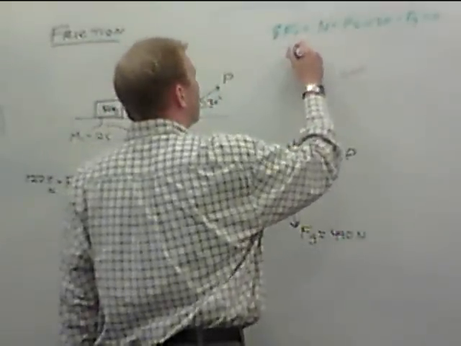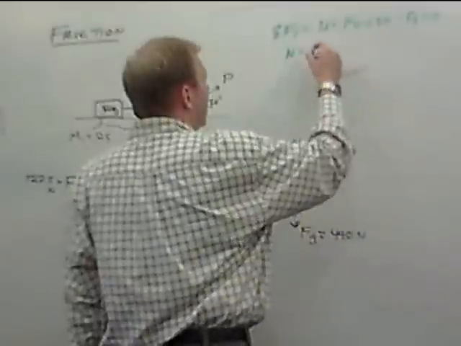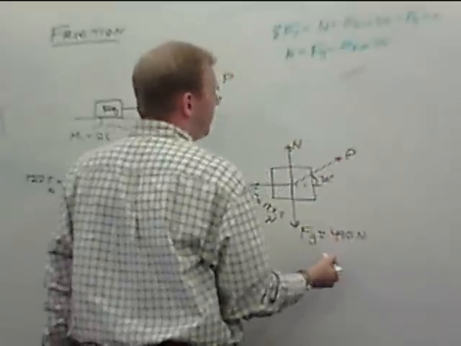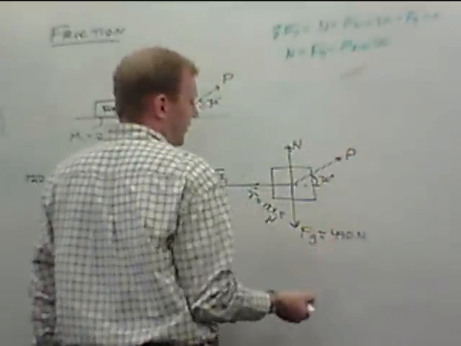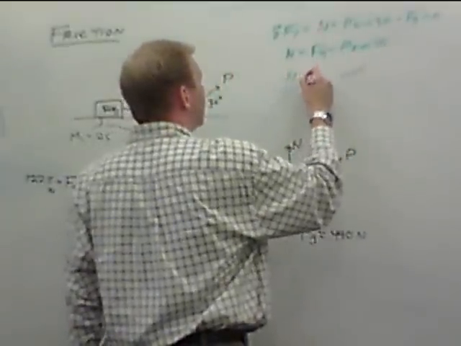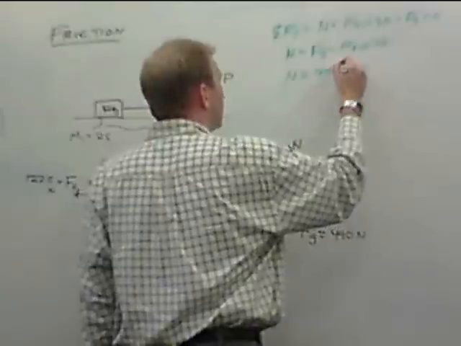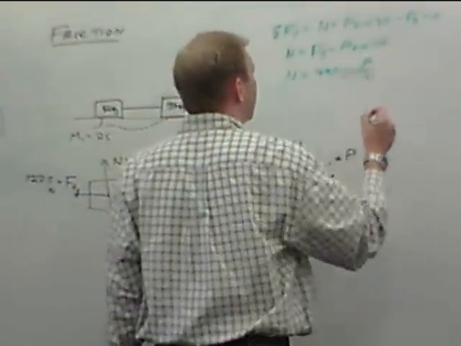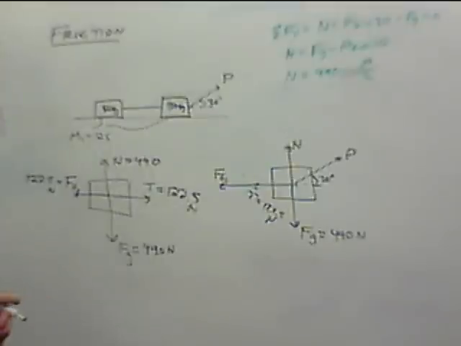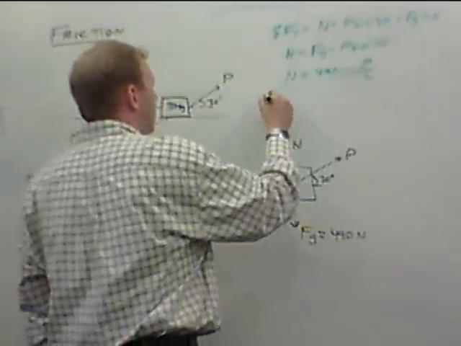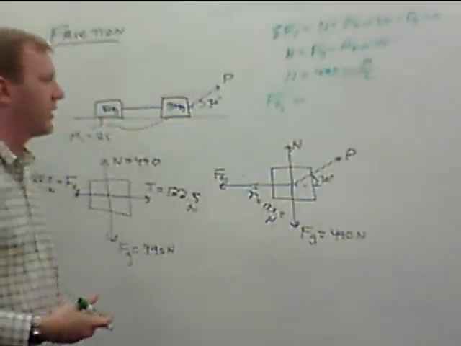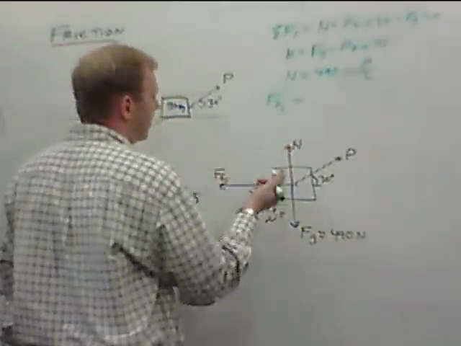So N equals Fg minus P sine 30. Well, Fg is 490 and sine of 30 is 0.5. So N equals 490 minus P over 2. Okay, so we have a value for N. Our force of friction here, and again it's going to be equal to, we're not doing the less than or equal to thing because we are dealing with impending motion.